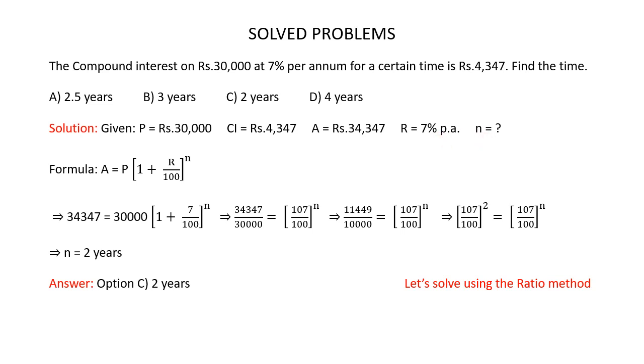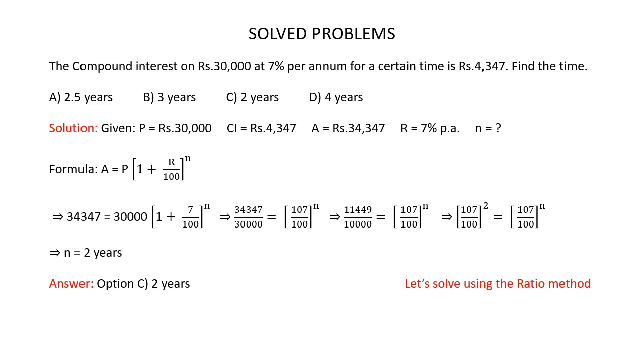Now since nothing is specified in the problem, we can assume that the interest is compounded annually. So when interest is compounded annually, the formula to find amount is A is equal to P multiplied by (1 plus R by 100) raised to the power N. Now substituting all these values in the formula here, we get 34,347 is equal to 30,000 multiplied by (1 plus 7 by 100) raised to the power N.